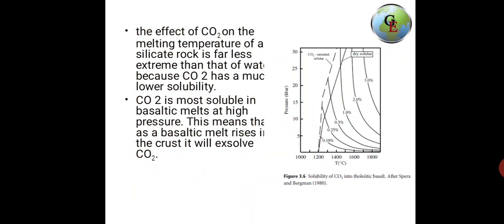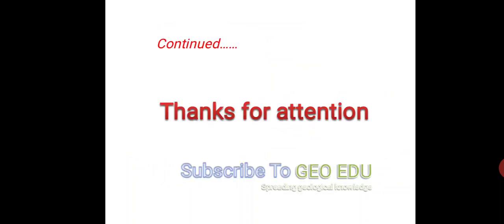The effect of carbon dioxide on the melting temperature of silicate rock is far less extreme than that of water, because carbon dioxide has much lower solubility than water. Carbon dioxide is most soluble in basaltic melt at high pressure, and this means that as the basaltic melt rises in the crust, it will exhale carbon dioxide. And we will continue further.